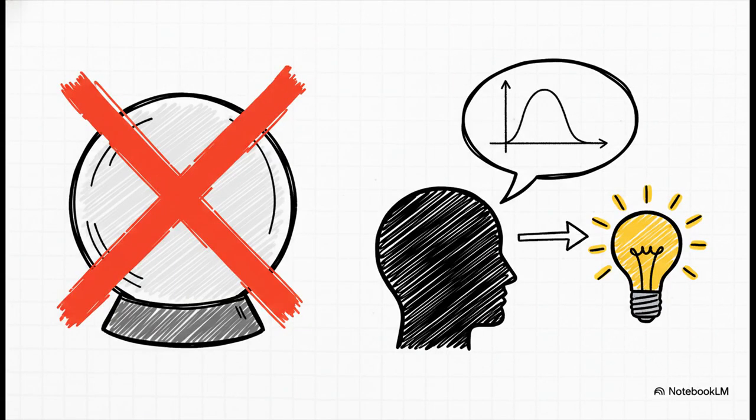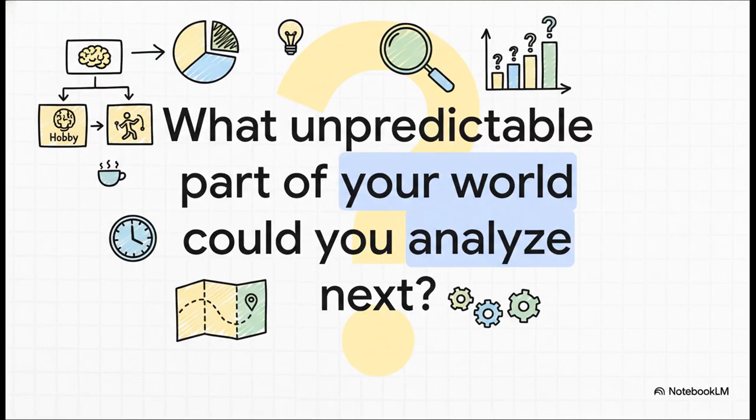And really, this is the most important thing to remember. We are not building a crystal ball. Probability is not about knowing the future with perfect certainty. It's about understanding the shape and the rules of uncertainty, so you can make smarter, more logical decisions when you're facing it. So I'll leave you with this to think about.